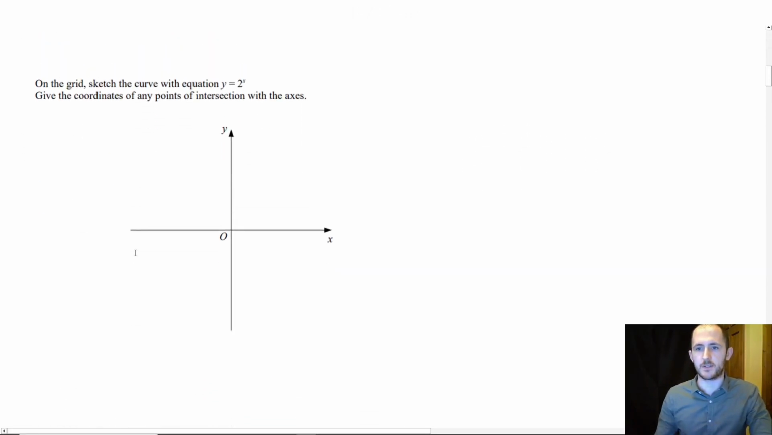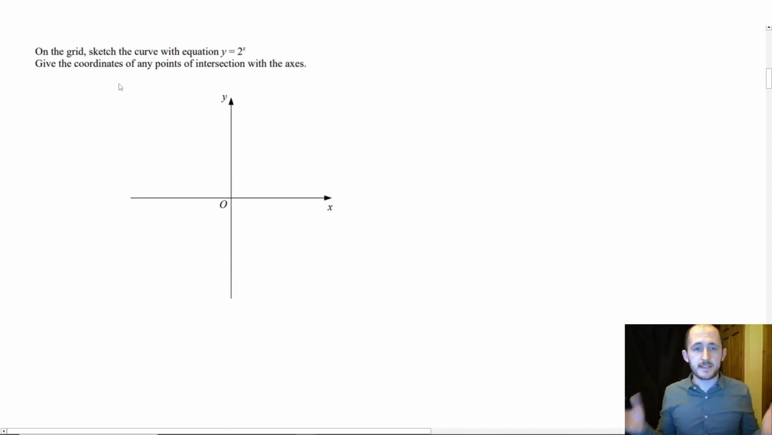Let's get to the actual question. So, a fairly standard exam question: sketch the curve y equals 2 to the x. So, all you need to do, and here's what they're marking you on, by the way, I'll tell you exactly what they mark you on.